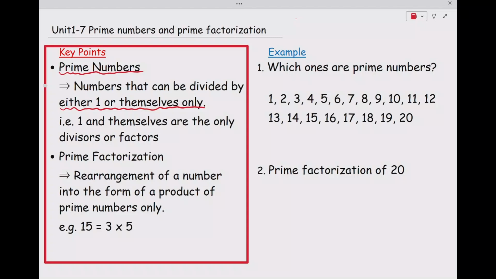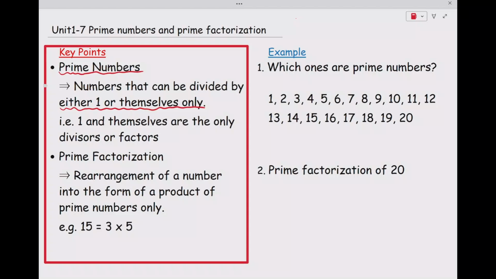Are you starting to see the picture now? Then, how about 5? 5 has no divisible numbers other than 1 and 5. Therefore, 5 is a prime number. So a prime number is a number that has only two divisors, 1 and itself. Having two divisors is the key point.